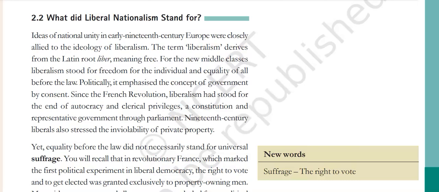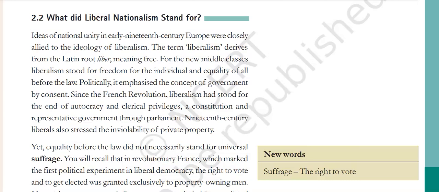What did liberal nationalism stand for? Ideas of national unity in early 19th century Europe were closely allied to the ideology of liberalism. Liberalism derives from the Latin root liber, meaning free. For the new middle classes, liberalism stood for freedom for the individual and equality before the law. Politically, it emphasized the concept of government by consent.